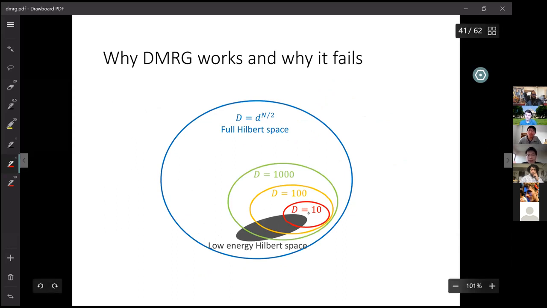So the picture is that with a large enough bond dimension, you can get access to the entire Hilbert space. But when you restrict yourself to a smaller and smaller bond dimension, you're focusing on a very small corner of the entire Hilbert space. But the good thing is, for the class of models we're interested in, the low energy Hilbert space happens to lie in this small corner. So that is why DMRG works sometimes.